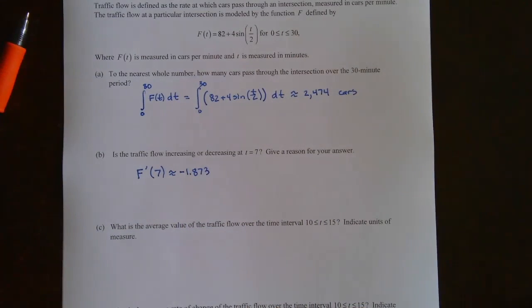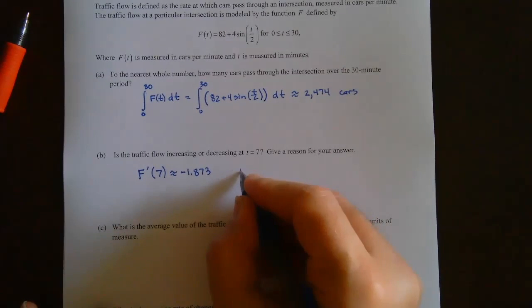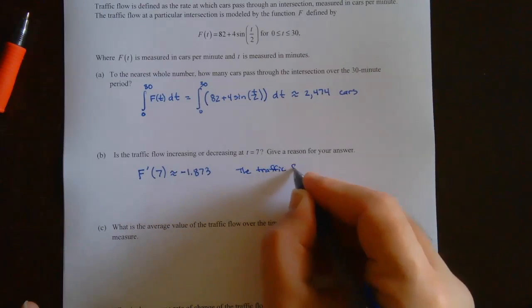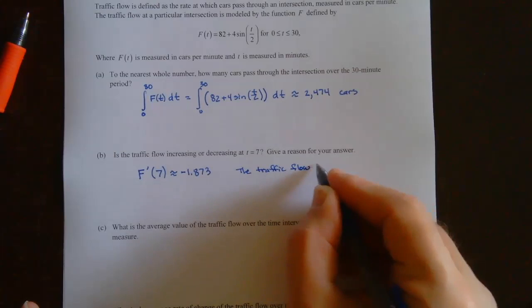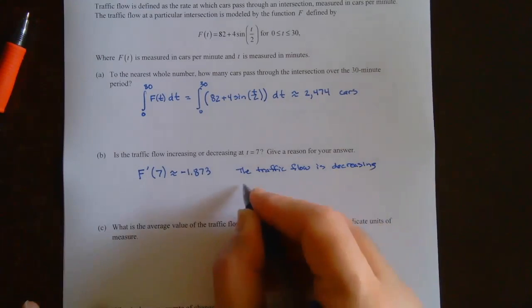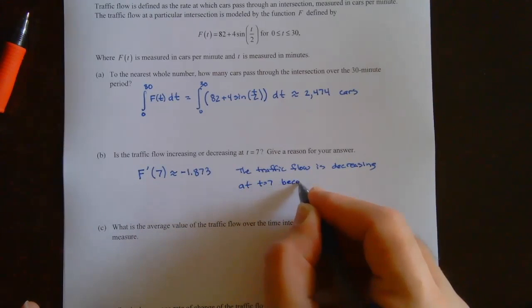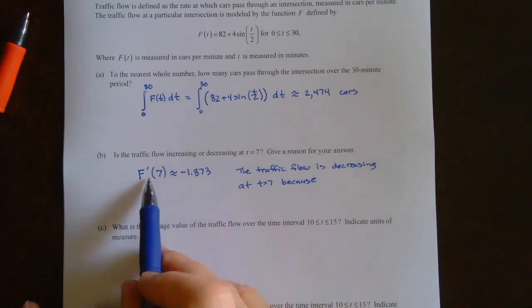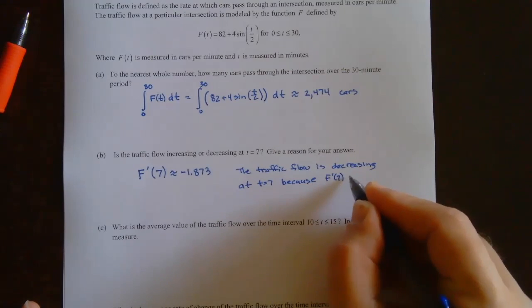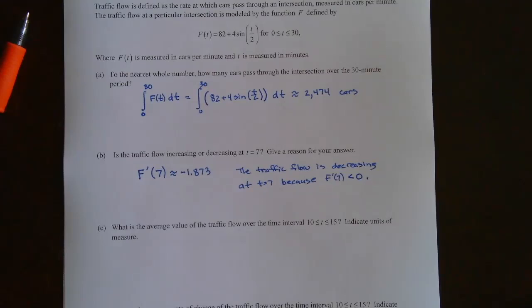So the derivative at 7 is negative, right? So at that time, that would mean the traffic flow is decreasing, okay? So we would say the traffic flow is decreasing at t equals 7 because, and how do we know it? It's because this derivative, F prime of 7, is less than 0. Okay, period. That's it for that one.